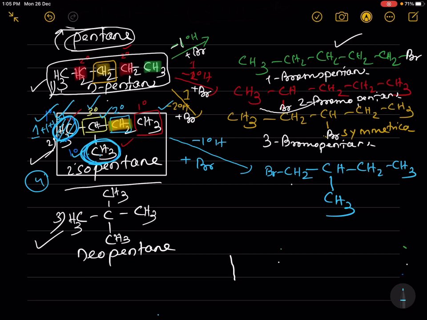This is 1 bromo 2 methyl butane. This is 1 bromo 2 methyl butane.